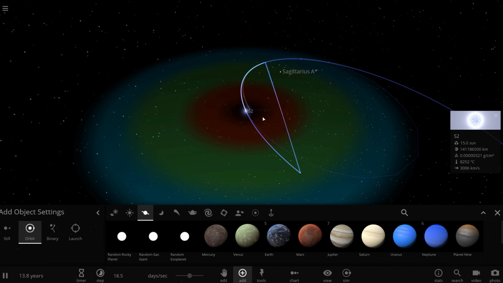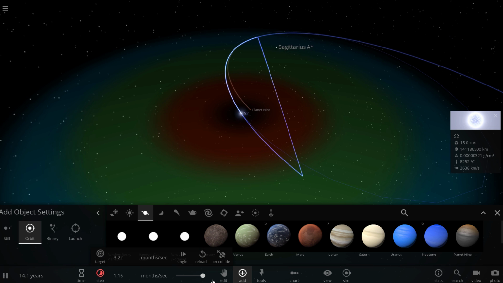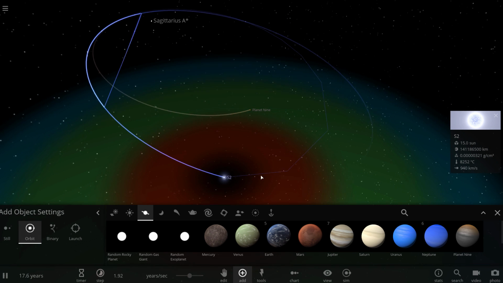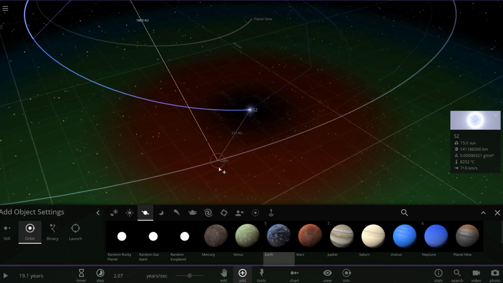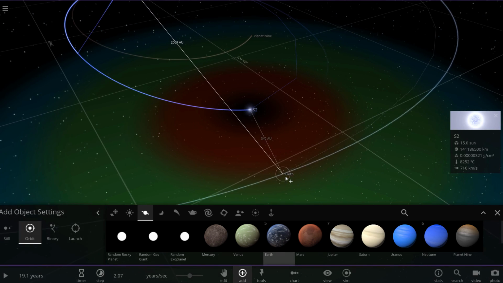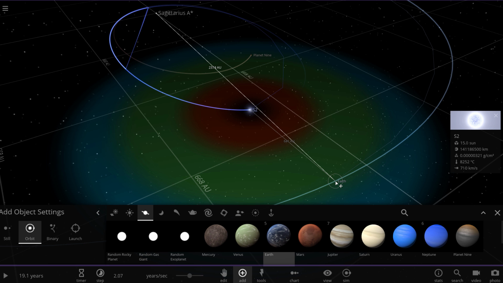Now, for this star, the habitable zone is located in the region of space that's, let me just show you in a second, that's going to be around, let's do this here, between 330 and about 640 astronomical units.